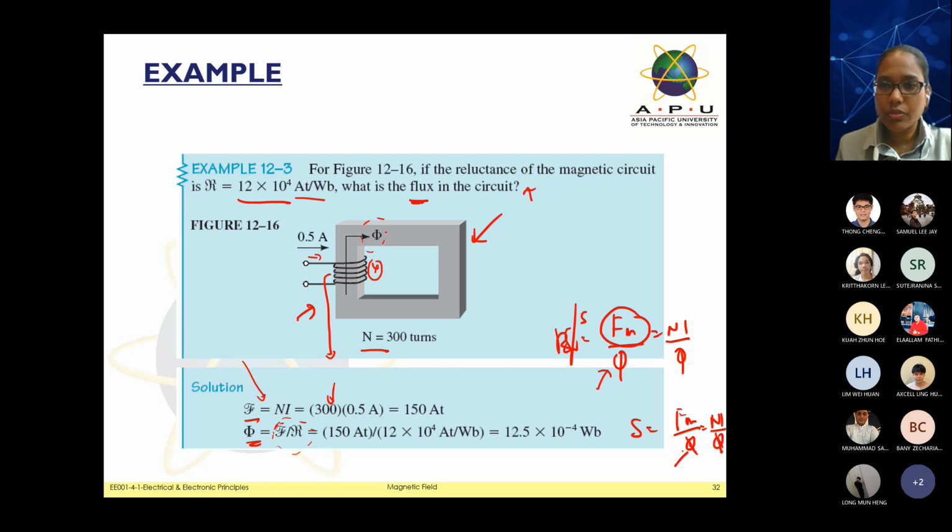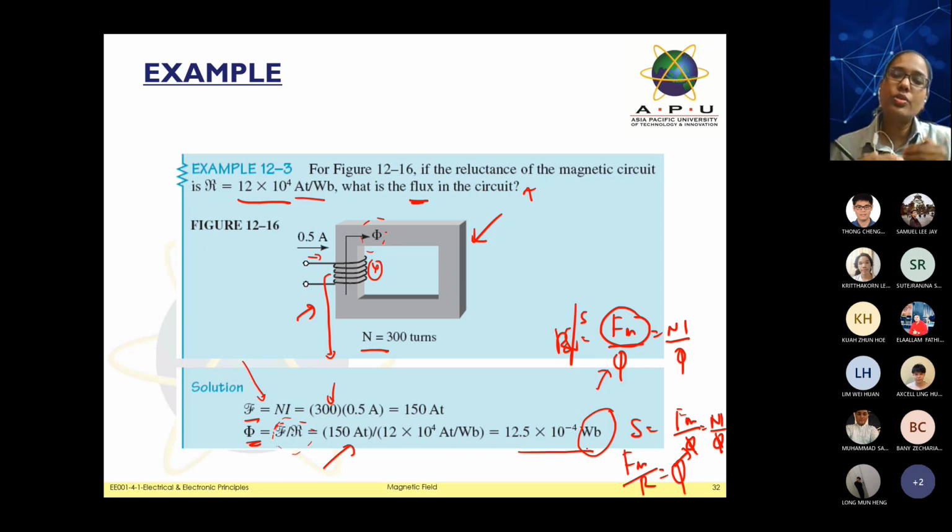So at this point, we need to find this one. When we want to find this one, of course, you already know Fm means the force divided by the R, so we can get the flux. It's the same concept they implemented here. So you just substitute based on the equation, 150, then you divide by 12 times 10 to the power of 4. You get the final answer for your flux, and the unit of your flux is the Wb.